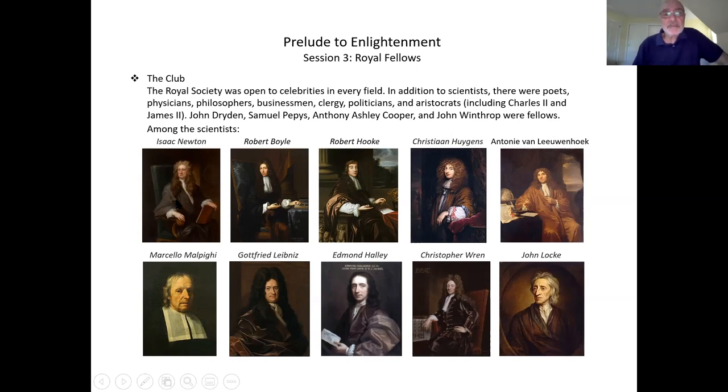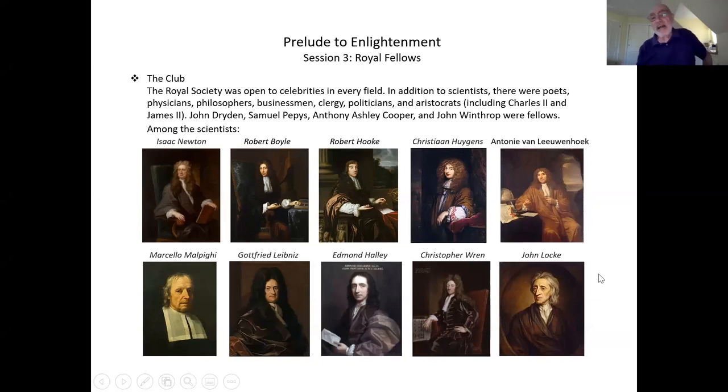portrait of Newton, not the one that they usually show. That's the one I showed a few pages ago. And Robert Boyle, Robert Hooke, Christian Huygens, Antonie van Leeuwenhoek, and I believe, what does he have there? Does he have one of his microscopes there? Marcello Malpighi, who was a microbiologist of some note in Italy at the time. Gottfried Leibniz, Edmund Halley, Christopher Wren.